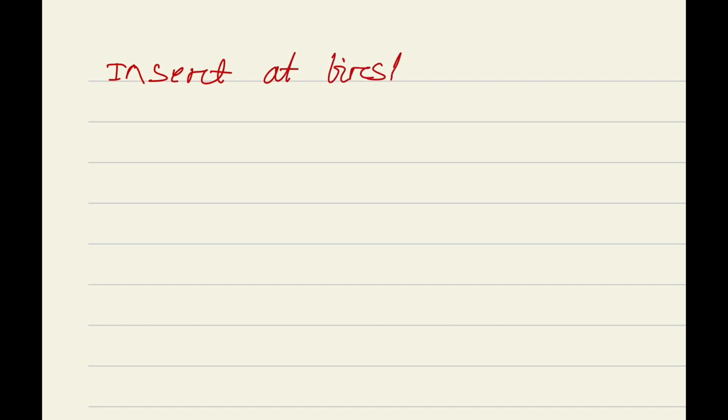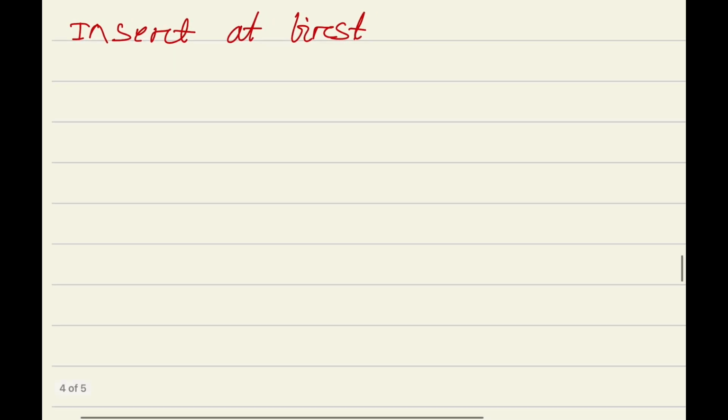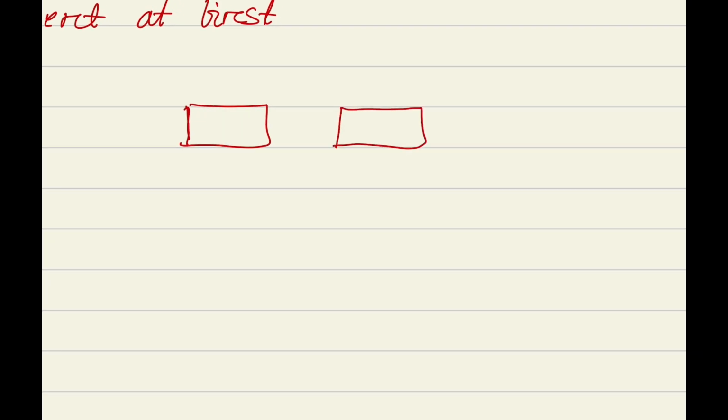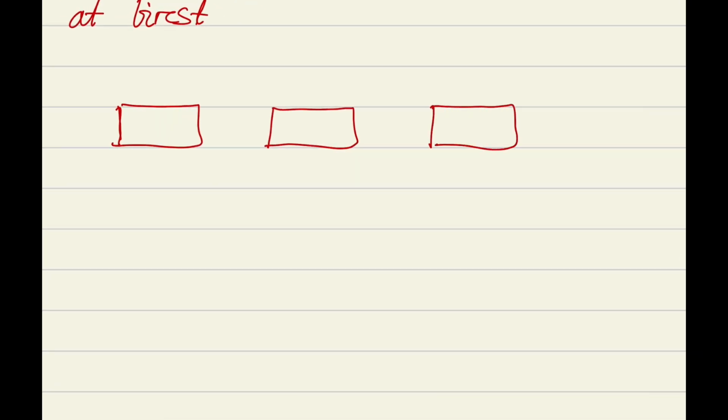Now, we are going to discuss the method, that is how to insert a node at first, or how to insert a node at the beginning of a double linked list. So, let me write that one. Insert at first. So, consider the linked list is like this. This is one node, this is another node, this is another node. So, assume 3 nodes are there. Here data is A, here data is B, here data is C.